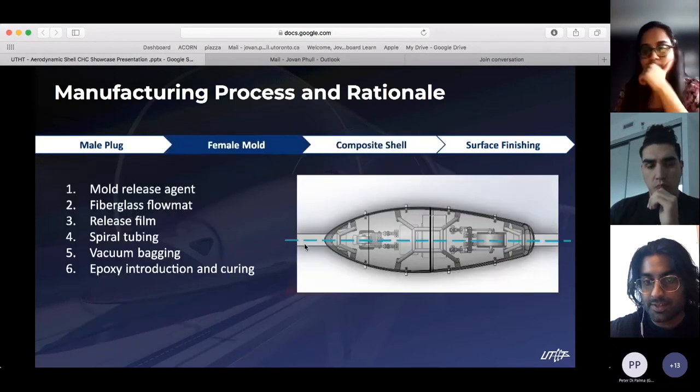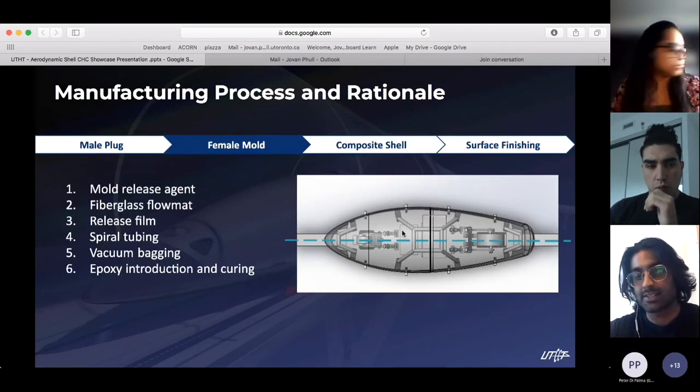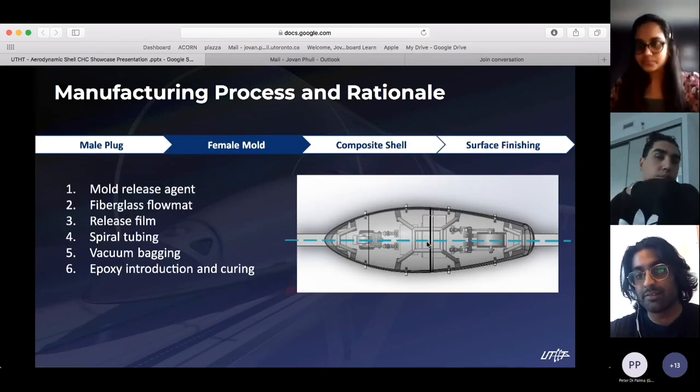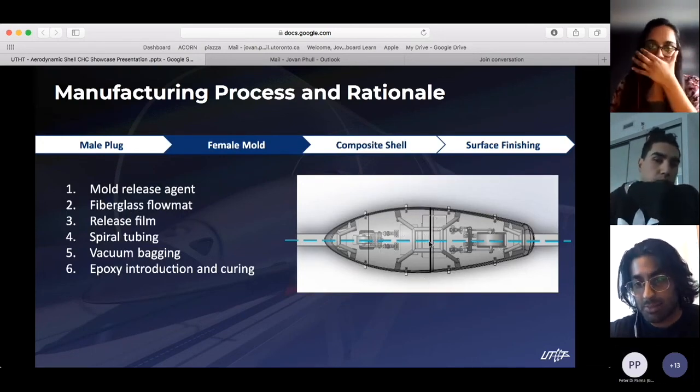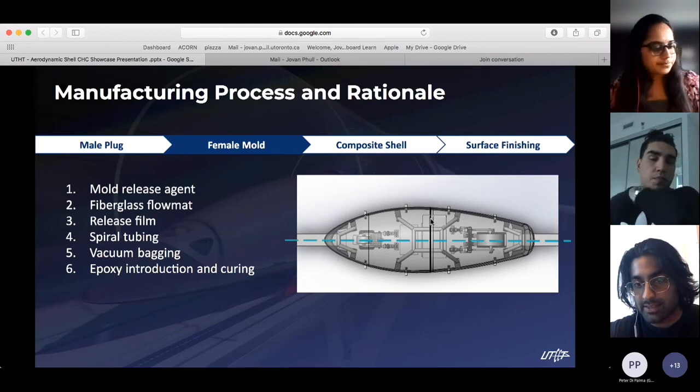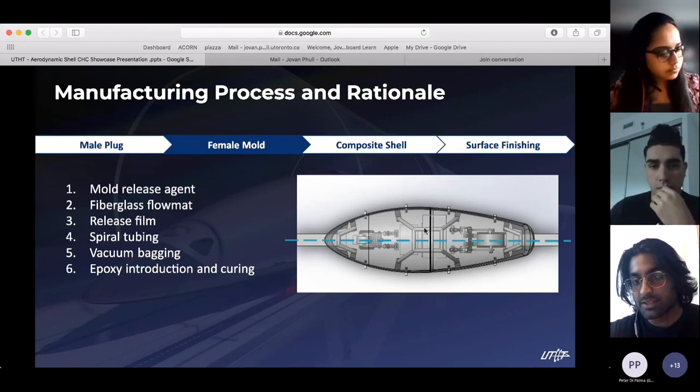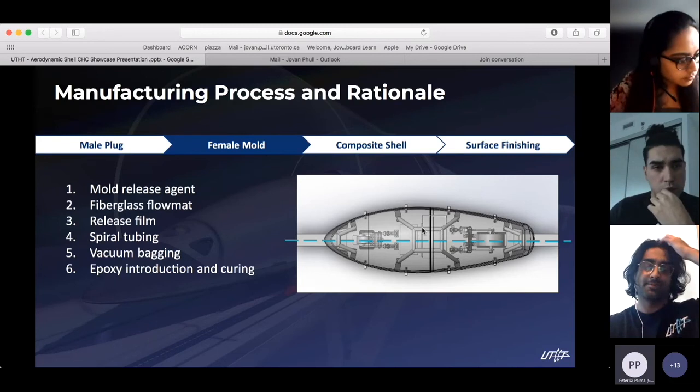Sorry. Yes, it is cut along the longitudinal axis for our female mold, and then the actual part is cut at that thick black line. Those are the two halves of our final part.